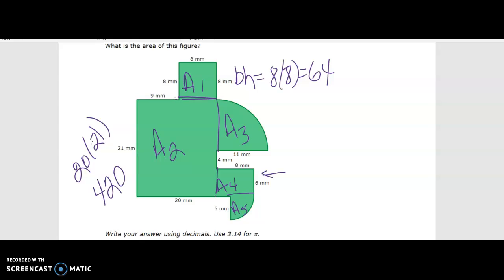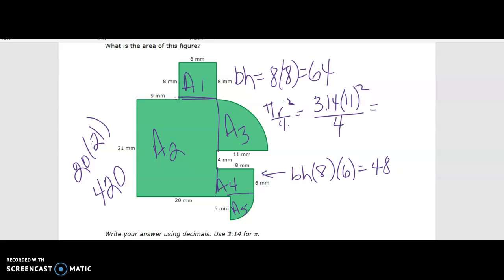Okay, let's do this one. Base times height. The base is 8 and the height is 6, so that's going to be 48. Now, pi r squared divided by 4. 3.14 times 11 squared divided by 4. 94.985.